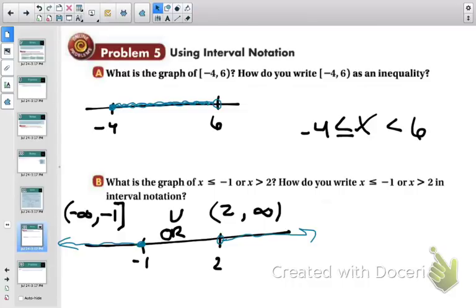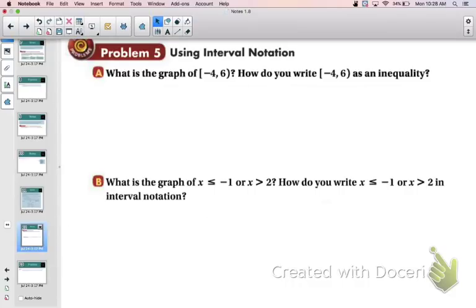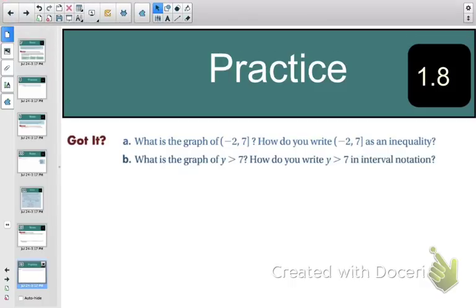Alright, I will let you guys try this next one. It says, what is the graph of -2 to 7, and how do you write it as an inequality? What is the graph of y is greater than 7, and how do you write that in interval notation? Okay, so go ahead and pause this in 3, 2, 1, stop.